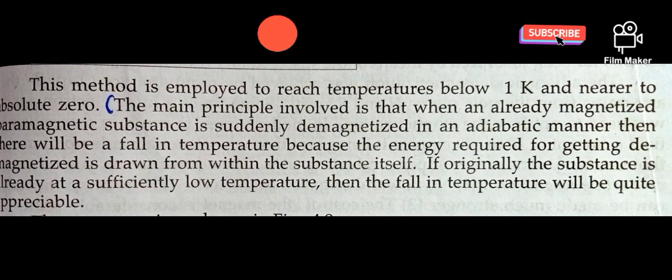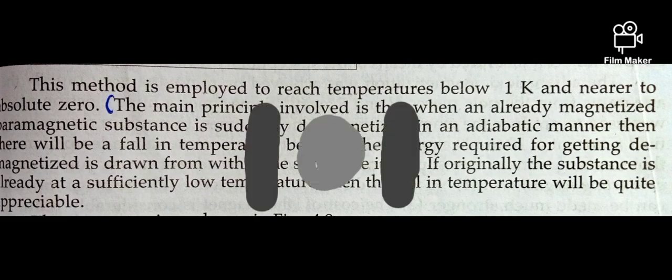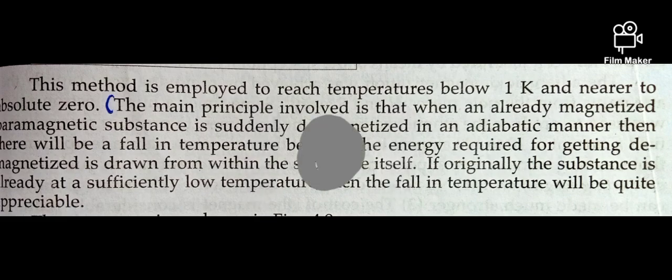Now we discuss adiabatic demagnetization. This method is employed to reach temperatures below 1 Kelvin or nearer to absolute zero. The main principle involved is that when an already magnetized paramagnetic substance is suddenly demagnetized in an adiabatic manner, then there will be a fall in temperature.